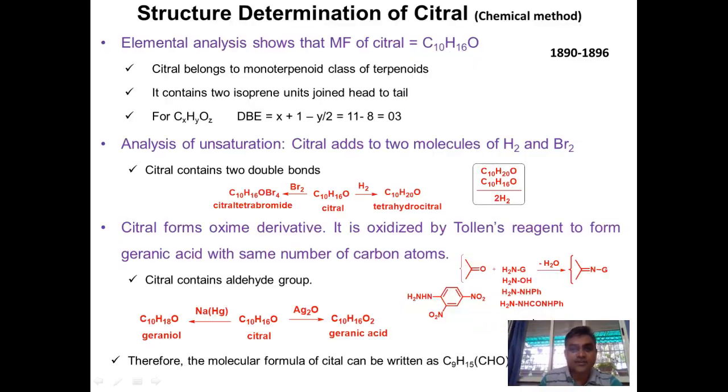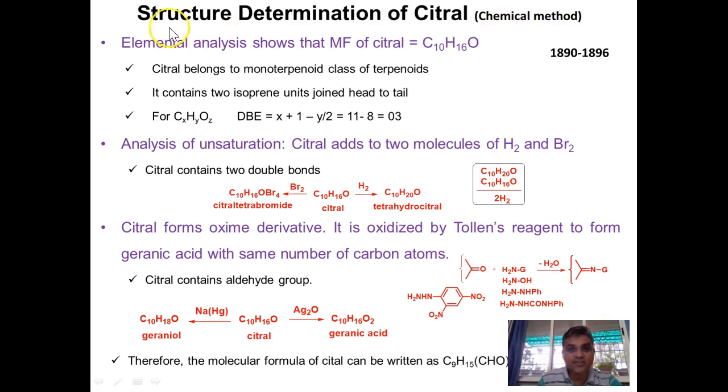Now let us see first of all the structure determination of citral. This structure determination of citral was carried out in the years 1890 to 1896. In those days, chemists did not have modern techniques for structure determination. Therefore, they relied on chemical methods of analysis.